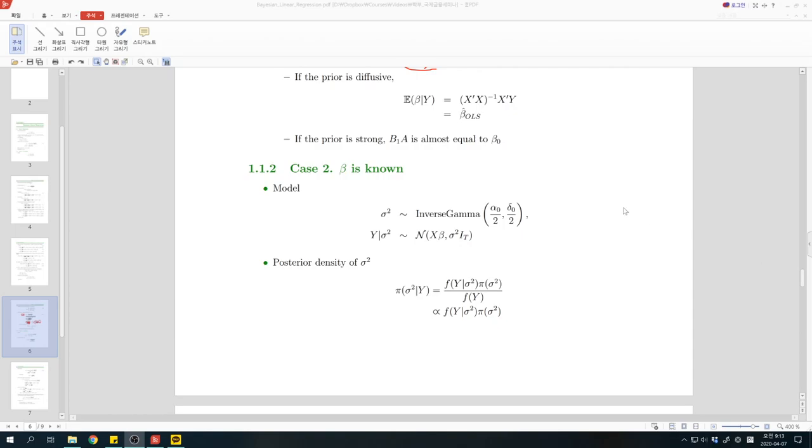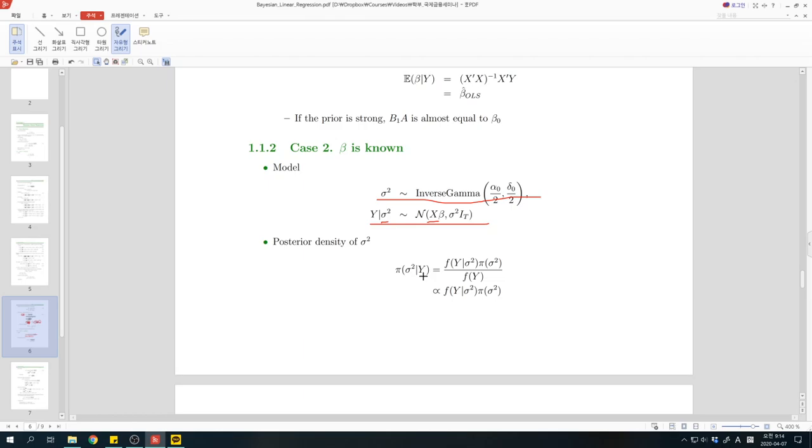Right, now we move to estimating sigma square. To do this, for now we assume beta is known. Beta is no longer a random variable. This is my prior distribution of sigma square, and given sigma square and x, y is generated from this normal distribution.